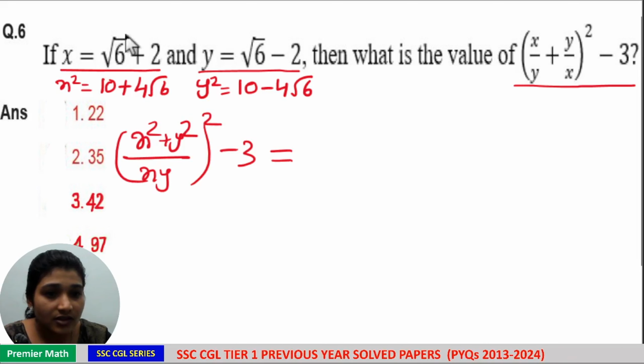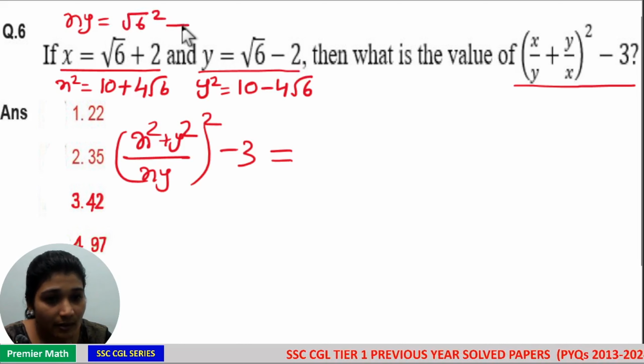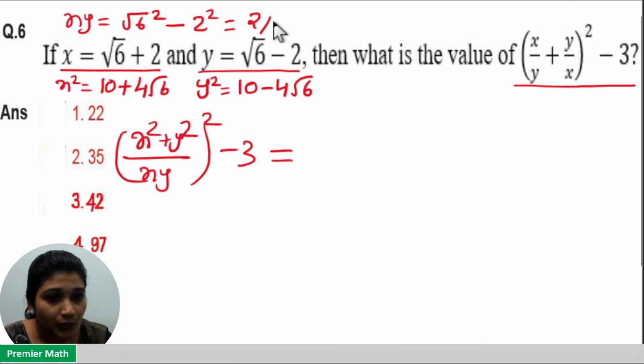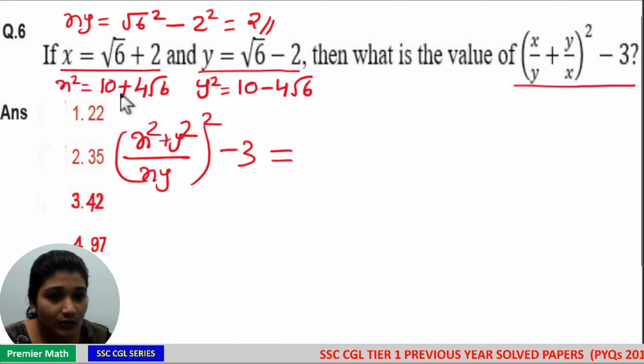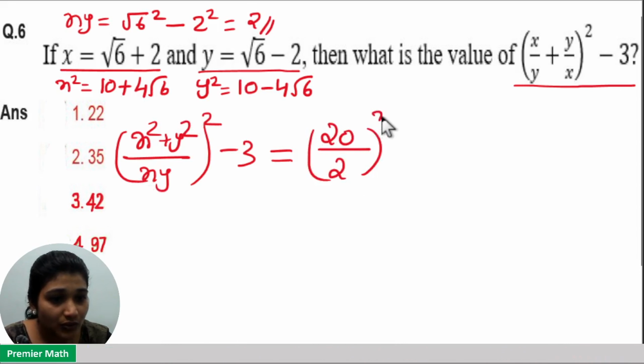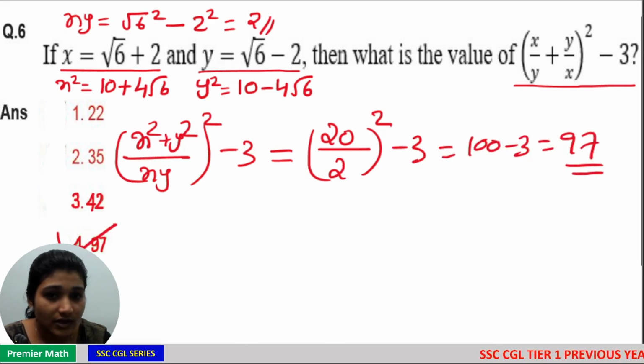Now if you take x into y, xy is equal to (root 6 plus 2) into (root 6 minus 2). That is (a plus b) into (a minus b) equal to a square minus b square. That is root 6 square minus 2 square, which is 6 minus 4, 2. Now substitute the values: x square plus y square means 10 plus 4 root 6 plus 10 minus 4 root 6, which is 10 plus 10, 20, divided by xy, which is 2. So (20 by 2) the whole square minus 3 means 10 square, 100, minus 3, that is 97. Option 4 is your answer.